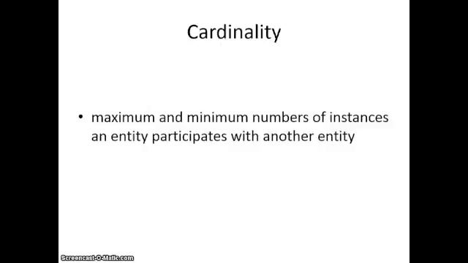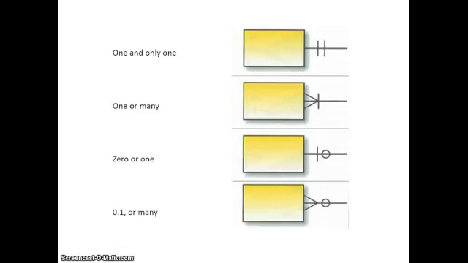The cardinality shows the relationship between two entities. There are four options for cardinality. On the right-hand side, you can see that each of these cardinalities has a symbol. There is one and only one, one or many, zero or one, zero, one or many. To give you an example of how this works, for one and only one, a student can have only one student ID, and a student ID belongs to one and only one student.